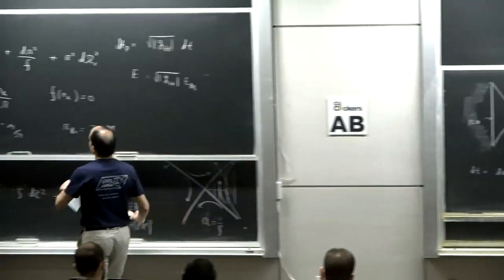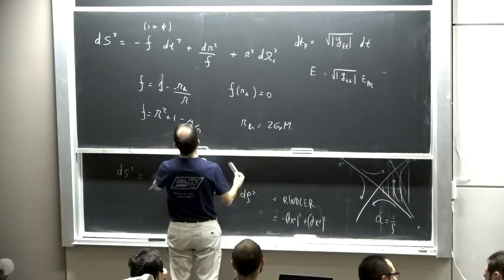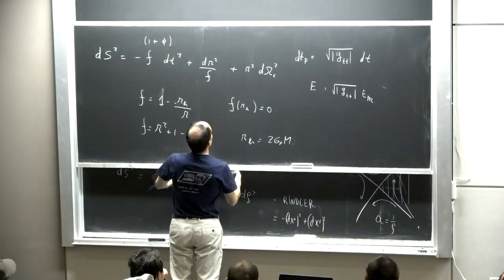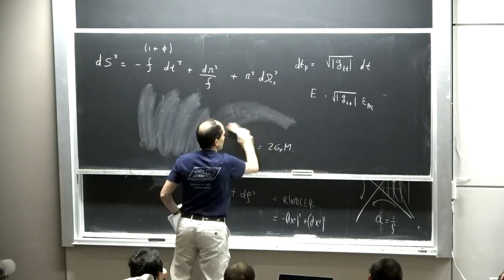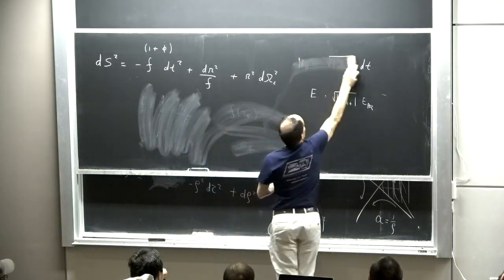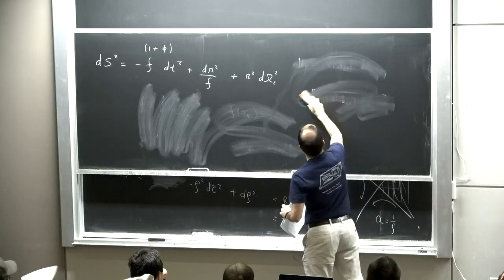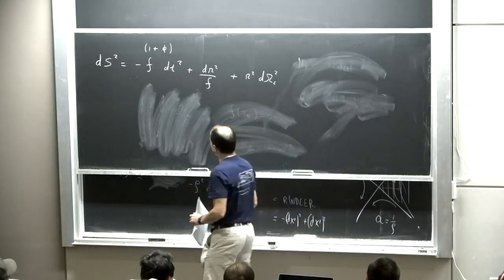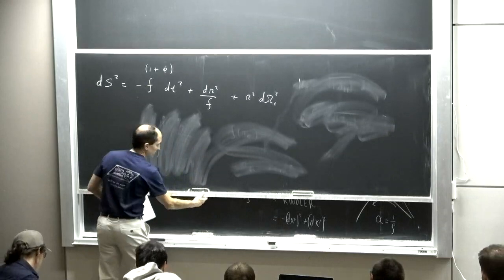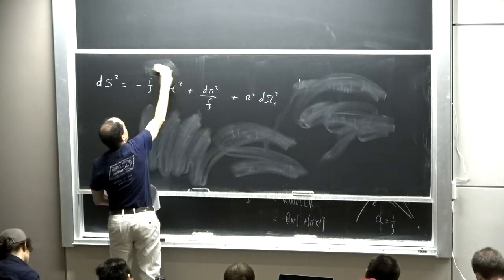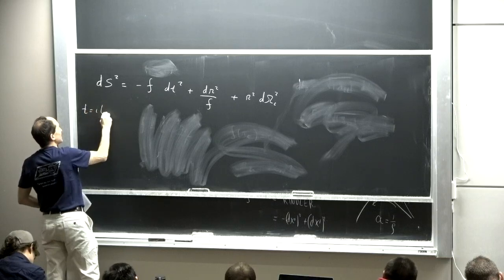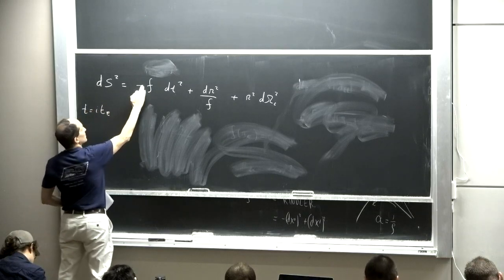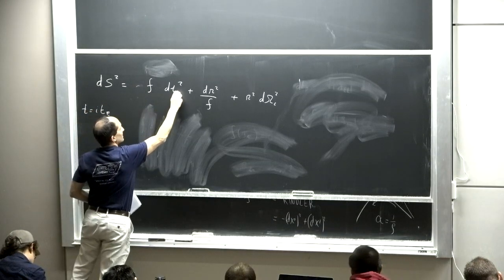So okay. So now we're going to take the same geometry that we have here, and we are going to make time Euclidean. So we're going to consider a Euclidean version of this black hole, and see what we can learn from that. So now we're going to take t equal to i t Euclidean, right? This will put a plus sign here, and now we have t Euclidean.